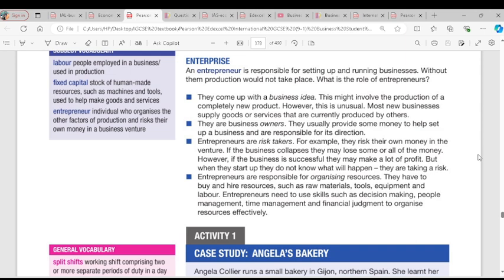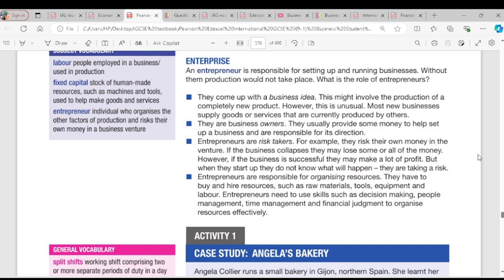Let's talk about the role of entrepreneurs here. One, they come up with a business idea. They are the ones that come up with this idea, and they want to make a business out of it. The business idea that they've come up with, they want to start selling from it. So that is what coming up with a business idea is. Do you get the point?